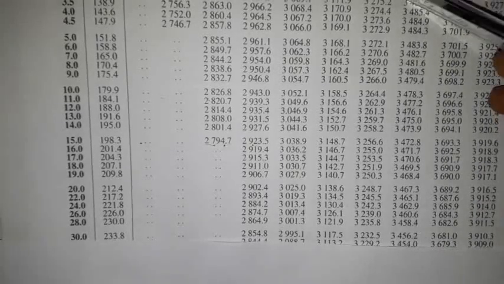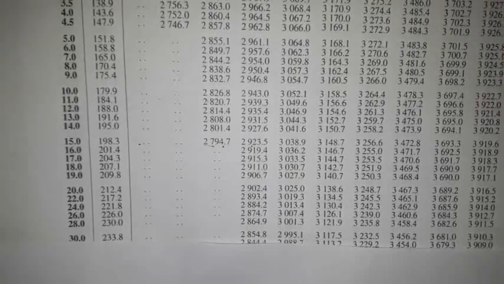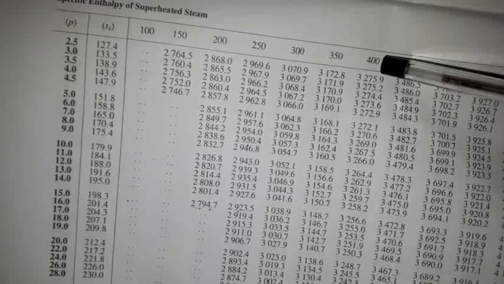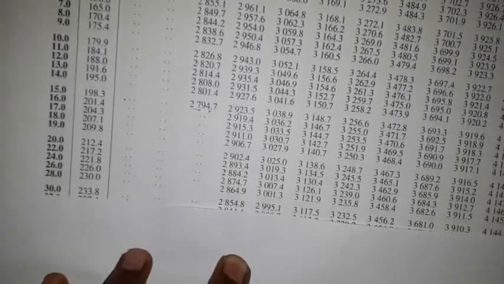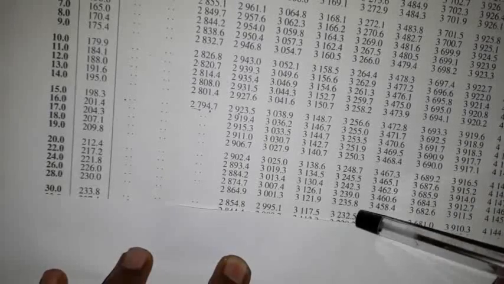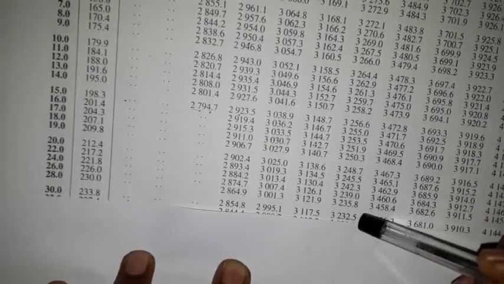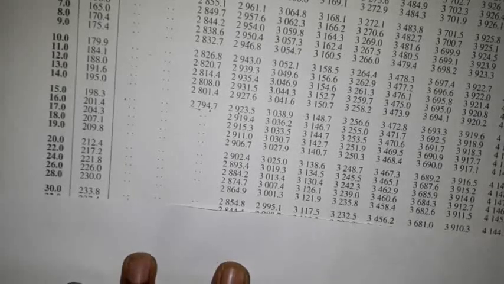So now at 400 degrees Celsius, if I move downward at 30 bar pressure, so I have enthalpy as 3232.5 kilojoule per kg.